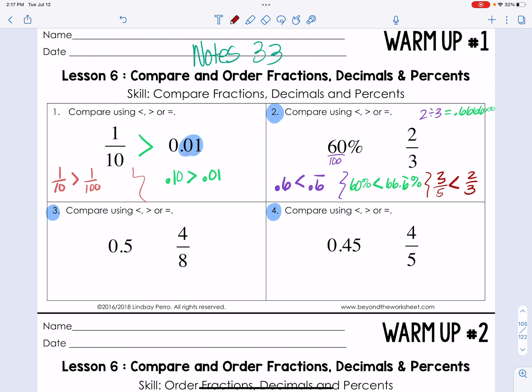Fractions maybe are harder to see with denominators, so I probably would have put this as a decimal or as a percentage. Okay, so my answer is definitely this way.